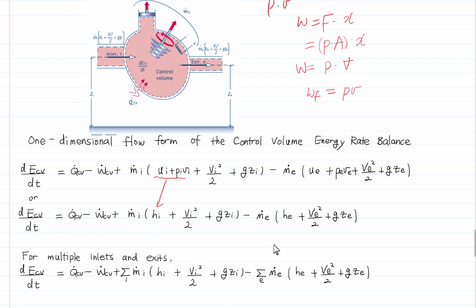This equation looks complicated, but it is often further simplified with appropriate assumptions. The change in kinetic energy or potential energy may be neglected, and the system may operate in steady state conditions. dE over dt may be 0. For multiple inlets and exits, we use summations to include total energy transfer across the system by mass.